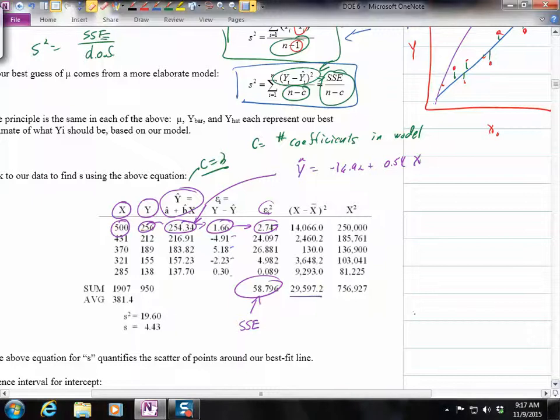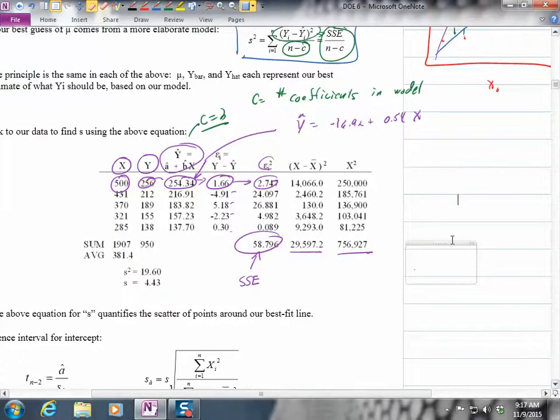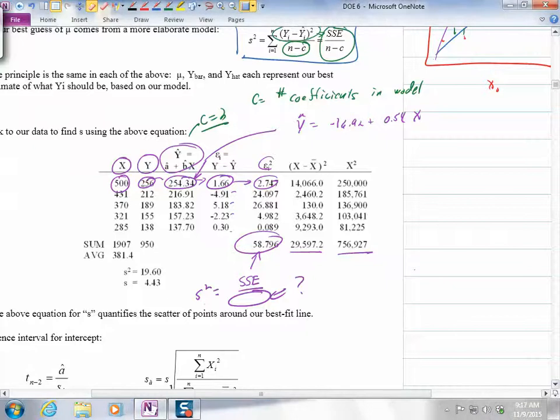This is just the other parts of that formula that we've used before for A and B. But to get S squared, we take SSE and we divide by degrees of freedom. So what's the number there in this case?